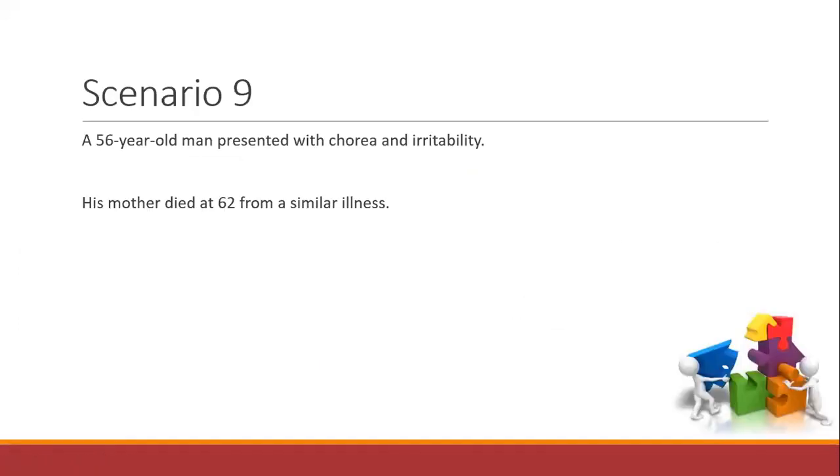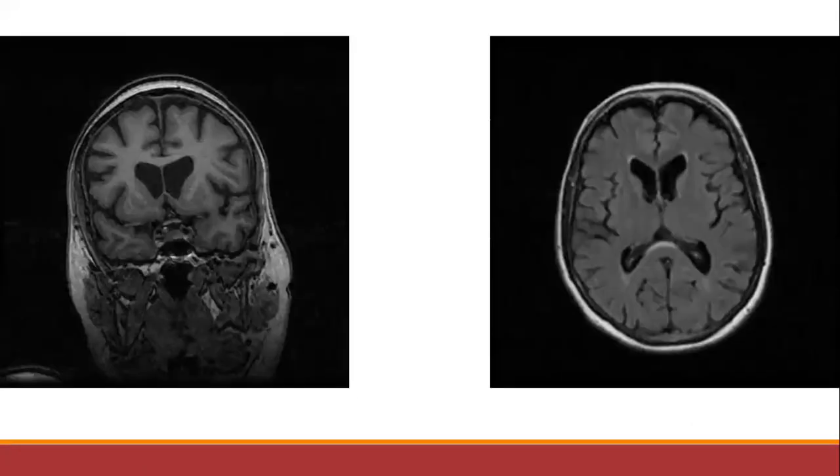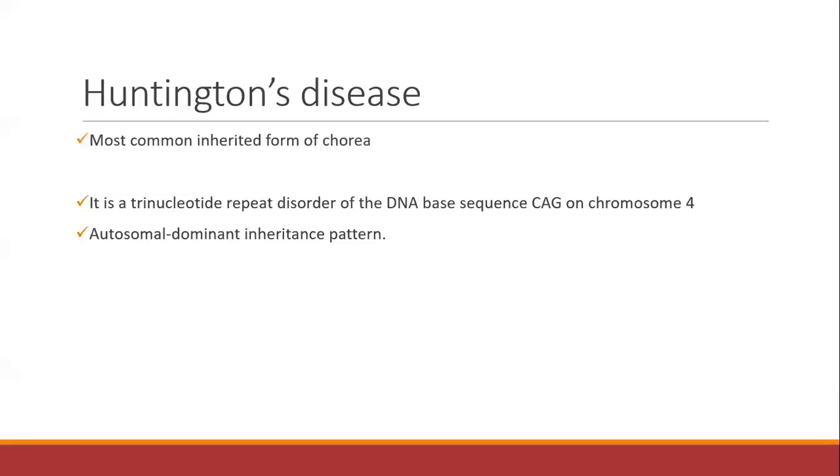Now coming to the next scenario. A 56-year-old man presented with chorea and irritability. His mother also had a similar illness and died at 62. This is the MRI finding. Caudate head atrophy, caudate atrophy bilateral. So you have bilateral caudate atrophy and dilatation of the frontal horn of the lateral ventricle. So this is a patient with Huntington's disease, which is the most common inherited form of chorea.